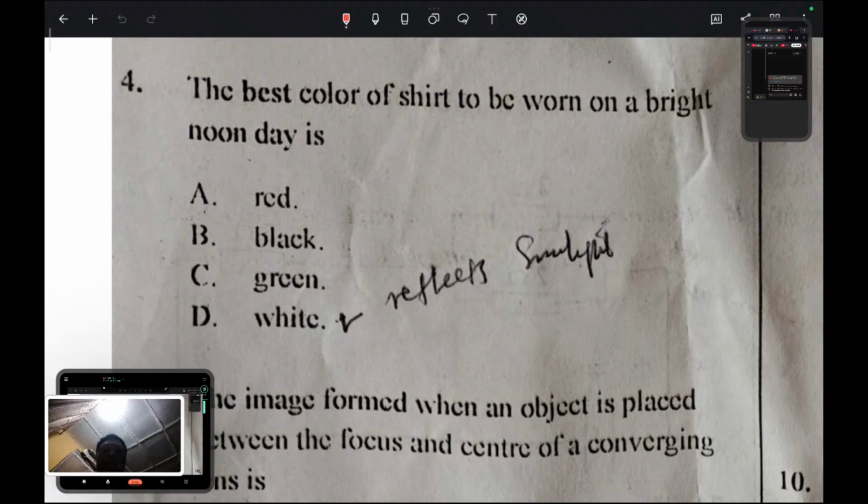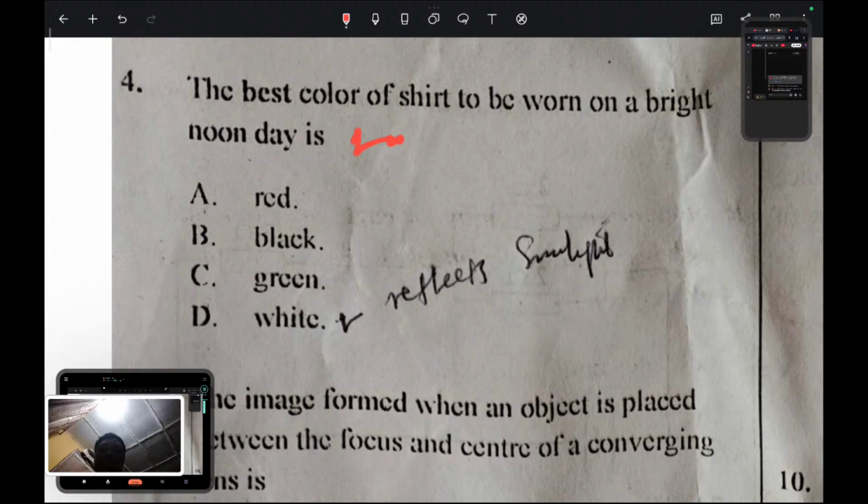So question 4, you can see that the best color of shirt to be worn on a bright noon day is, this question is so cheap. It is so cheap that even just 3 students can answer this question. And an SS1 student can also answer this question because this topic is under SS1 work, and also taught in SS2. So please, the best color of shirt to be worn on a bright noon day is what?